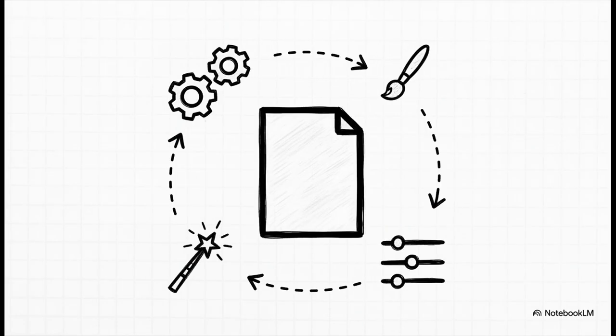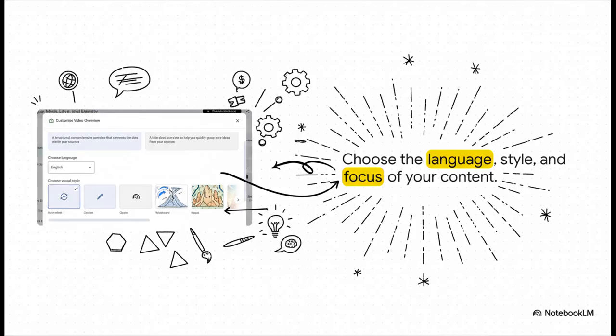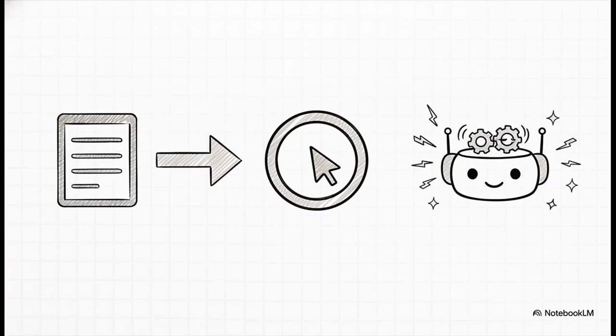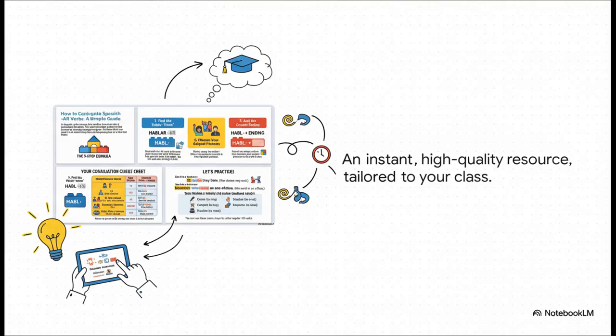Now, you could just hit generate, but the real power here is in the customization. You can change the language, the style, and best of all, tell the AI what to focus on. This is where you give it specific instructions to tailor content for your students' exact needs. Once you've written your prompt, you just click generate and let it do its thing. And just like that, you get a high-quality resource perfectly tailored for your class.